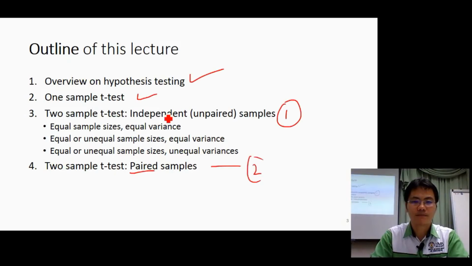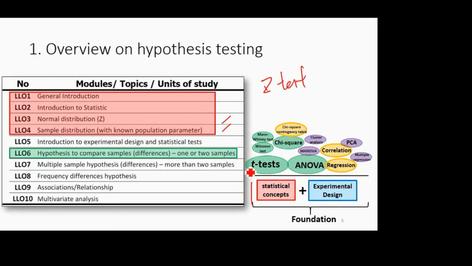For today's topic, I just want to introduce you to more about hypothesis testing. So far you have learned the one sample test hypothesis, and we discussed very little about the one sample test. Then we will spend most of the time discussing two sample tests. There are two types of two sample tests. One is for independent samples, and another one is for paired samples. First, an overview of hypothesis testing.